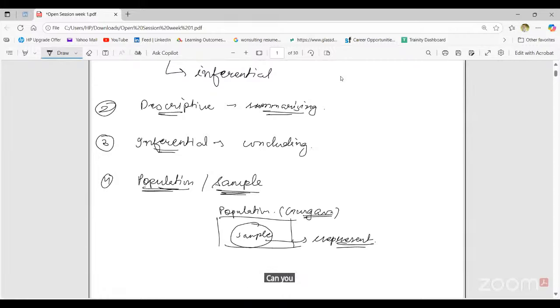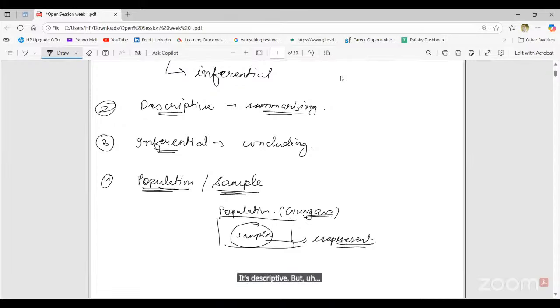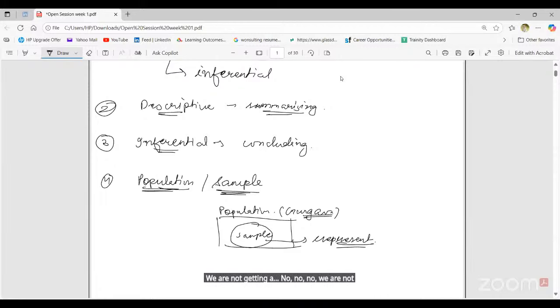Inferential, in the sense, what is your doubt? Inferential statistics, more examples of that. Ma'am, I am getting the doubt: if we describe or summarize data, it's descriptive. Correct. But at the time we describe something, we are also getting a conclusion. No, we are not getting any conclusion on anything.